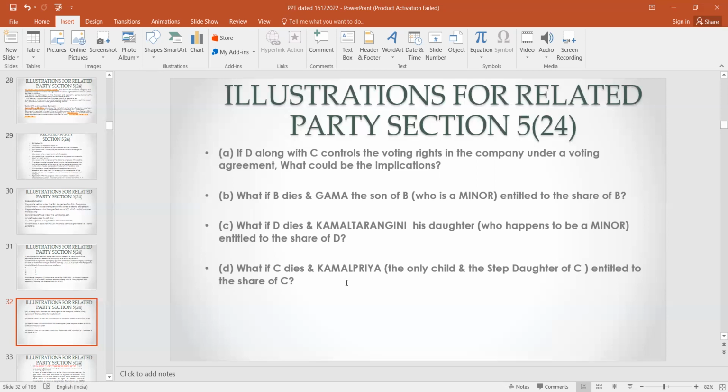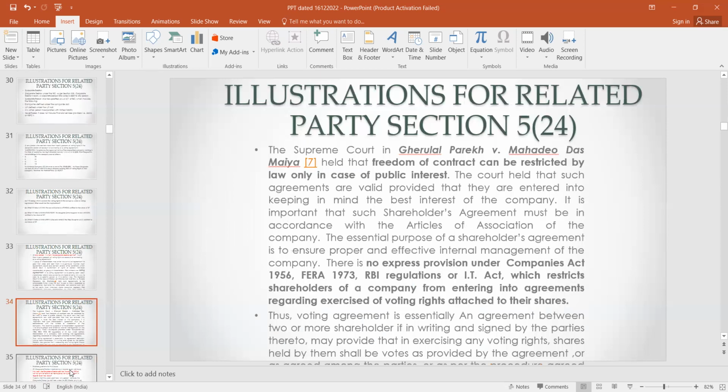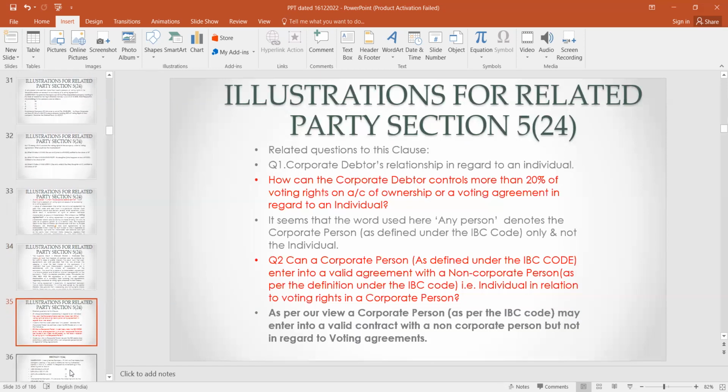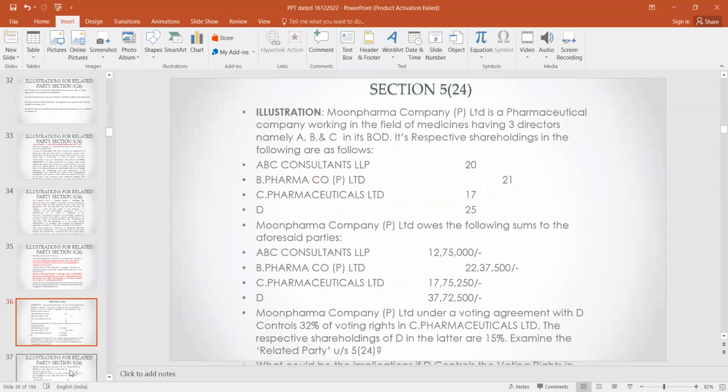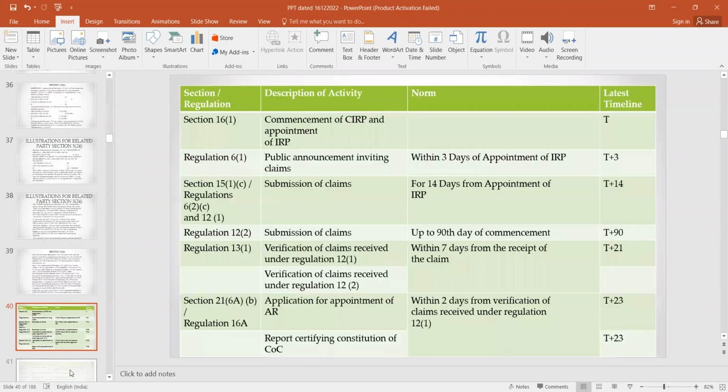Whether it be stepdaughter or minor, their ownership or shareholding is clubbed together for this purpose. So this was something about 524.